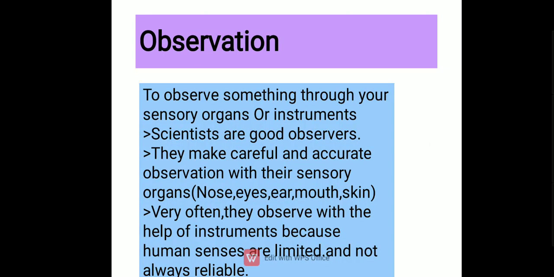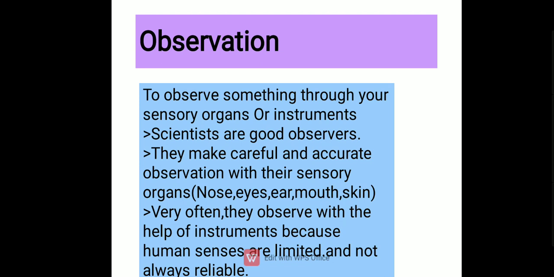So come towards the first step, that is observation. Observation means to observe something through your sensory organs or instruments. Scientists are good observers. They make careful and accurate observations with their sensory organs like nose, eyes, ear, mouth, skin. Very often they observe with the help of instruments because human senses are limited and not always reliable.